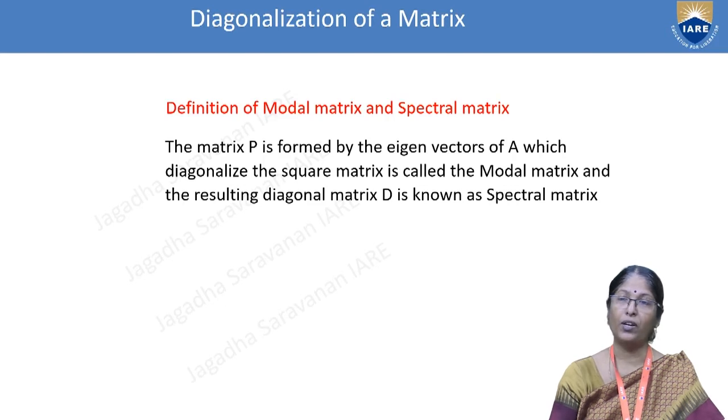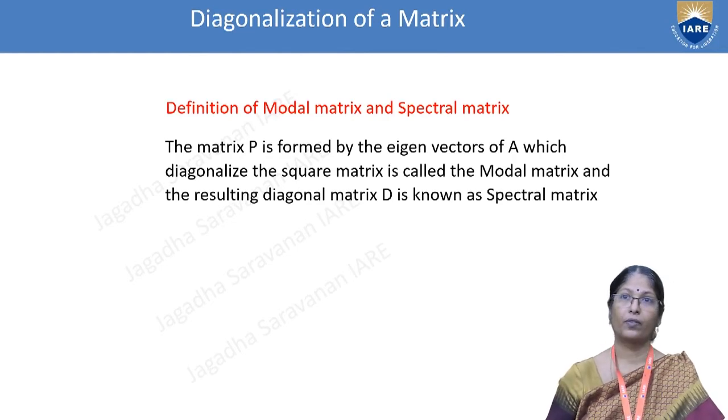That is our given problem. And after diagonalization, the result will be a diagonal matrix. That matrix is capital D. It is called the spectral matrix. This is the definition of modal matrix and spectral matrix.